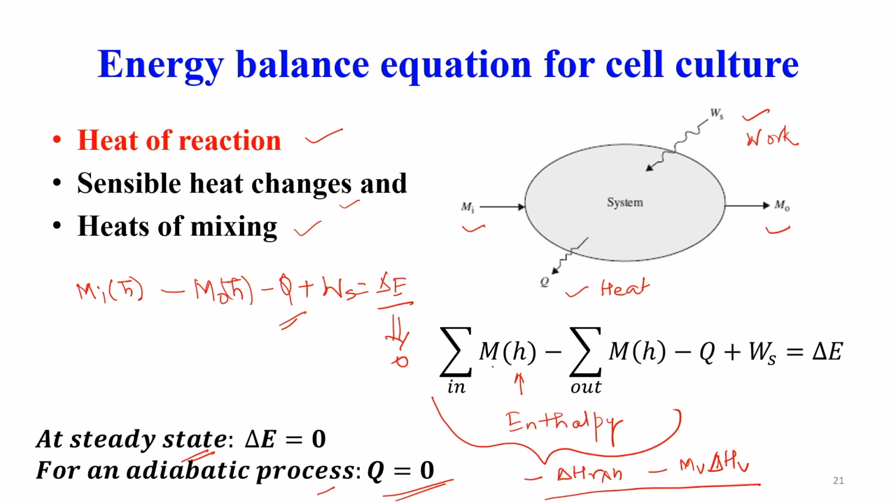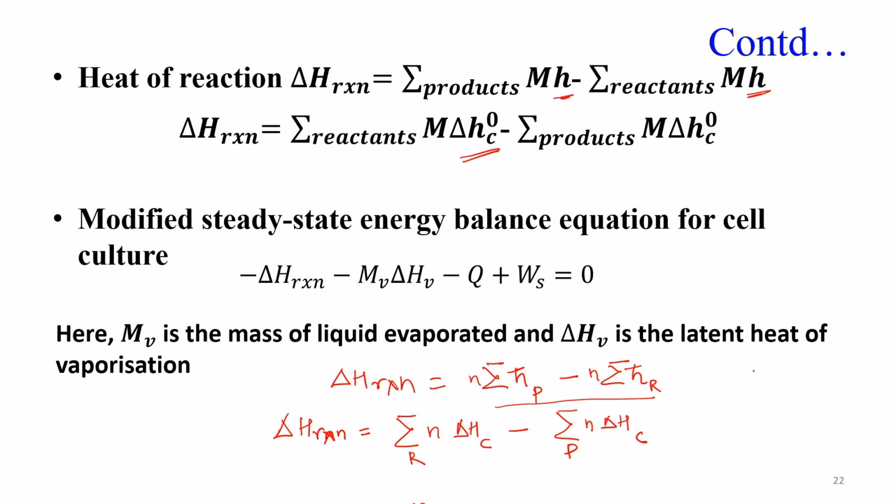So, we are going to replace the first two terms with minus Q plus W. So, the modified equation is minus delta H reaction minus latent heat term minus Q plus W equals 0. So, M_V is the mass of liquid evaporated and delta H_V is the latent heat of vaporization, because many times in the bioprocess we may see there is a phase change, particularly when we are dealing with steam.